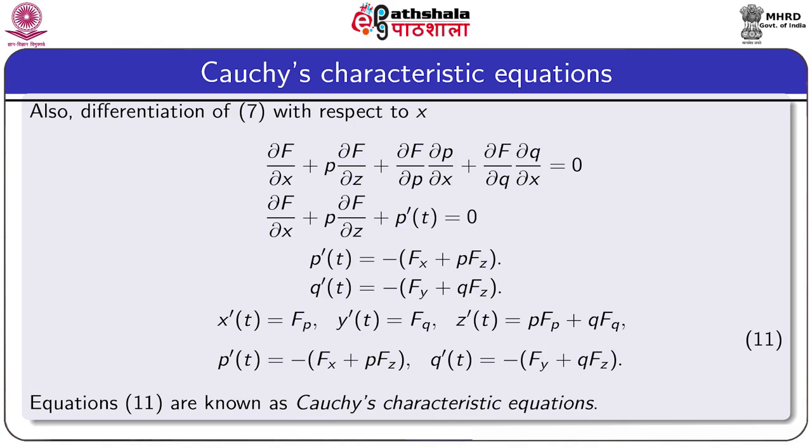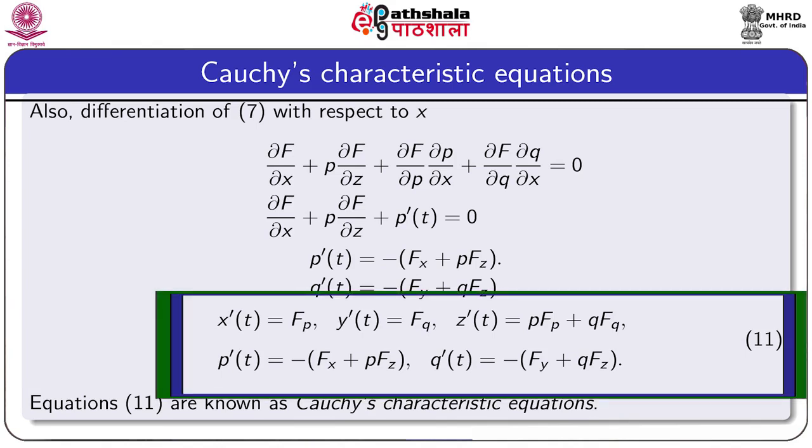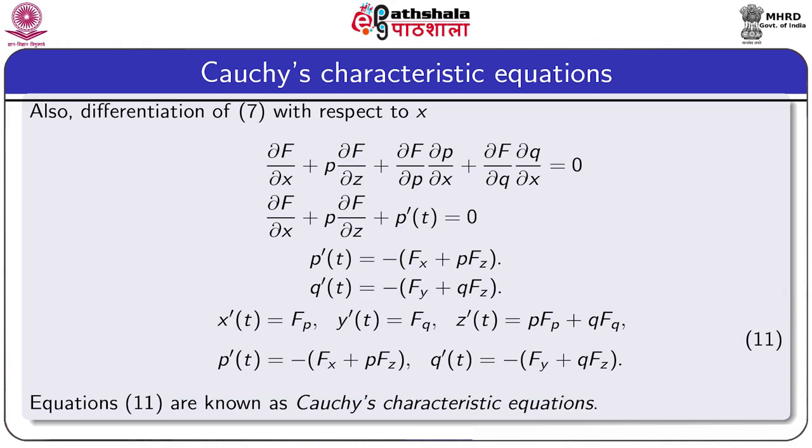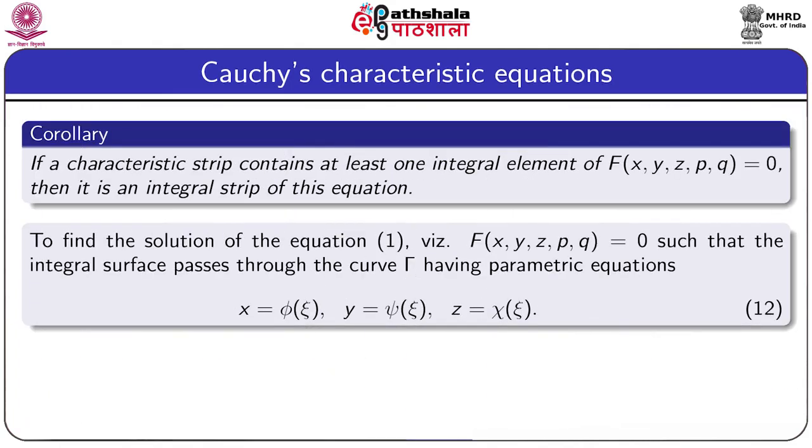Now, we can find the differential equations for all the 5 variables x, y, z, p and q, which are written in equation number 11. And this equation is known as Cauchy's characteristic equations. And there is an important theorem which says that if a characteristic strip contains at least one integral element of F(x, y, z, p, q) equals 0, then it is an integral strip of this equation.